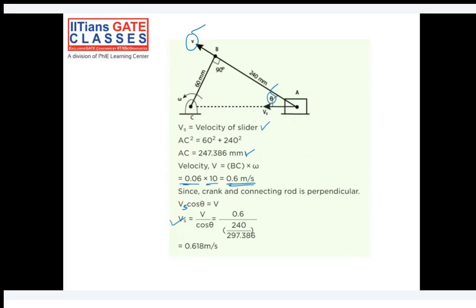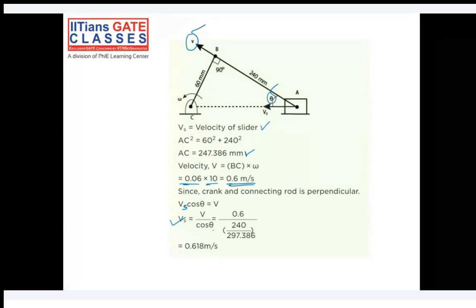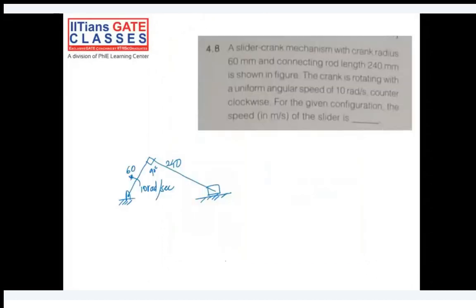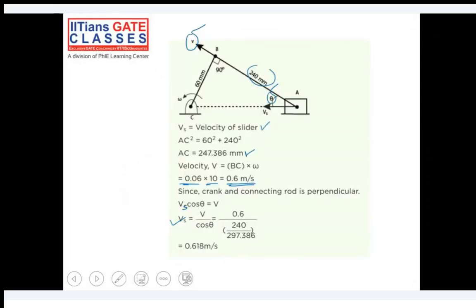So you got V. How will you get theta? Take tan of theta, or you can use cos of theta. So cos of theta is equal to base divided by hypotenuse. Base here is 240, and hypotenuse here is 247.38, which we calculated. 297, sorry, this is 297. And with that, you will end up with the velocity of the slider as this.